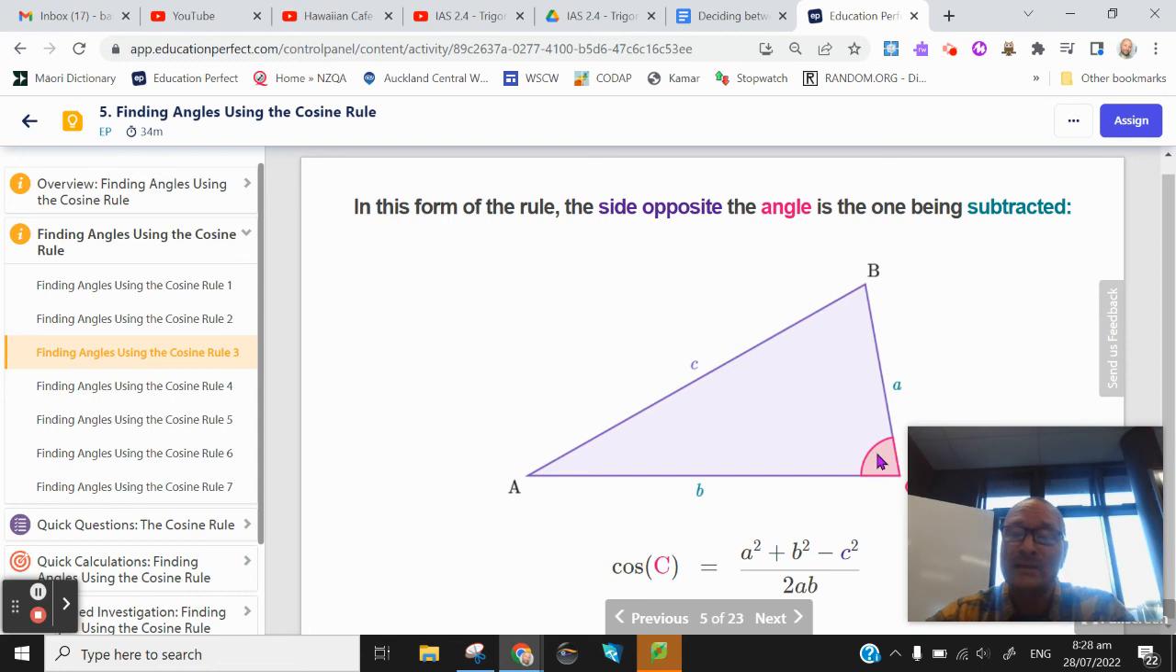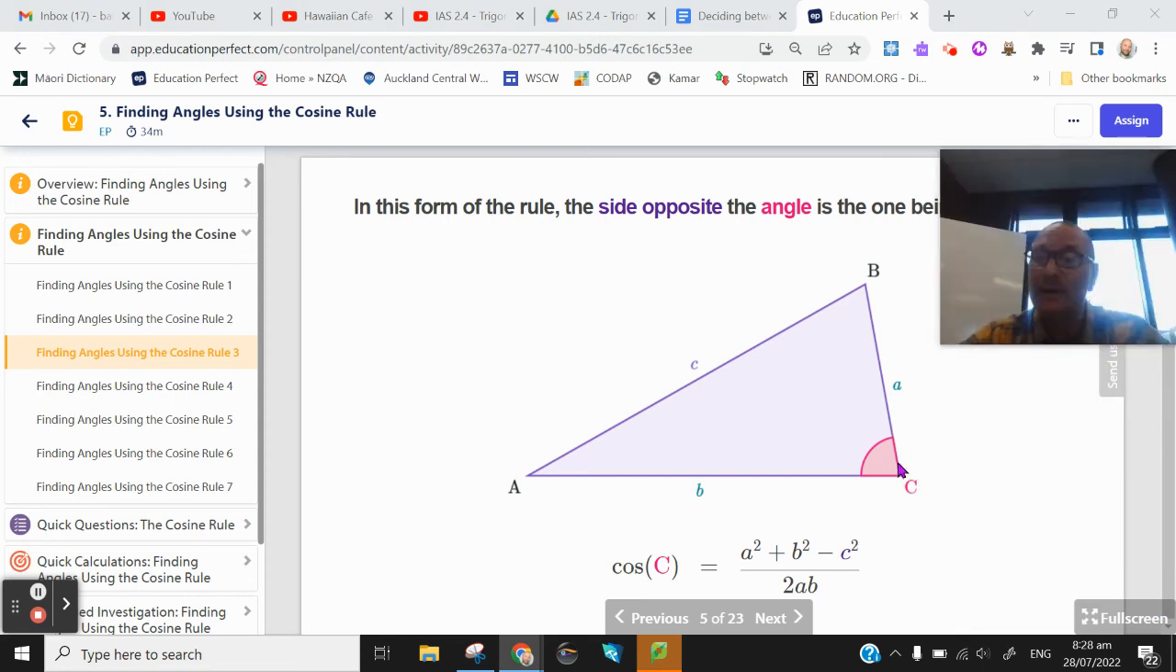So we can see here, if this is the angle that I am looking to find, angle C, of course, opposite angle C is side C, that's the one being subtracted. So it's going to be the length of A squared plus the length of B squared minus the length of C squared, and all that divided by 2 times A times B. And please remember to put the entire numerator in brackets for your calculator, and then put the entire denominator in brackets as well. Let's try an example.